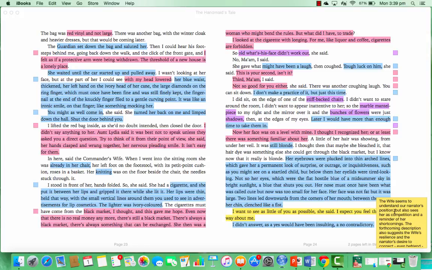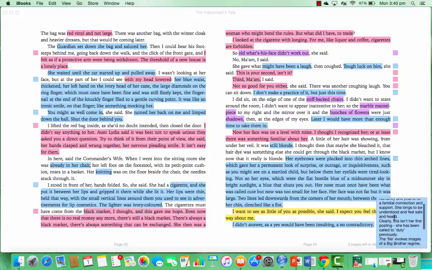The wife seems to understand our narrator's position when she says, "I expect you feel the same about me," but also sees her as competition and a reminder of her own shortcomings. The forthcoming description in the chapter also suggests the wife's resilience and the narrator's desire to connect, even befriend her. But she thinks, "I didn't answer, as a yes would have been insulting, a no contradictory." The narrator retains her humanity and yearns for a familial connection and support. She longs to be understood and feel safe and heard.